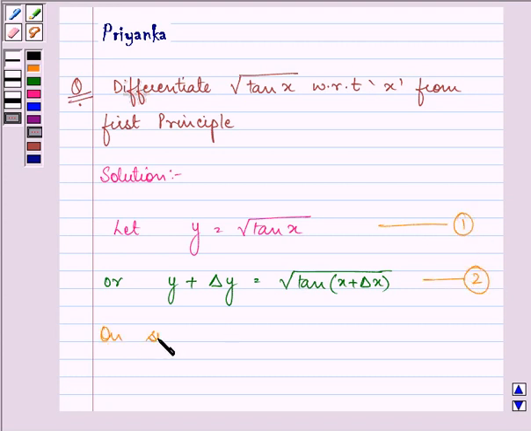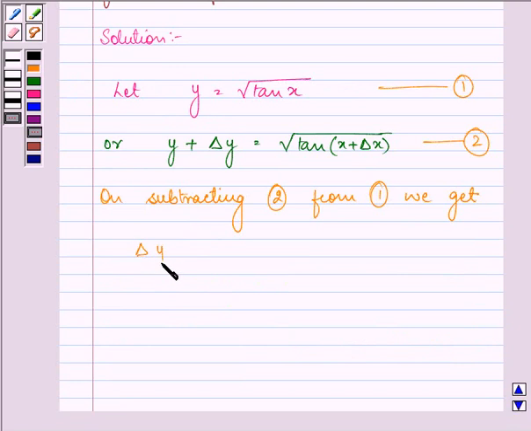Now, on subtracting the second equation from the first we get change in y is equal to under the root tan x plus change in x minus under the root tan x. Further, we have now it as, now let us rationalize the numerator.